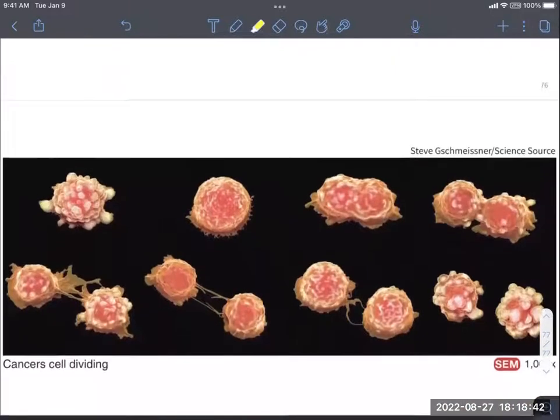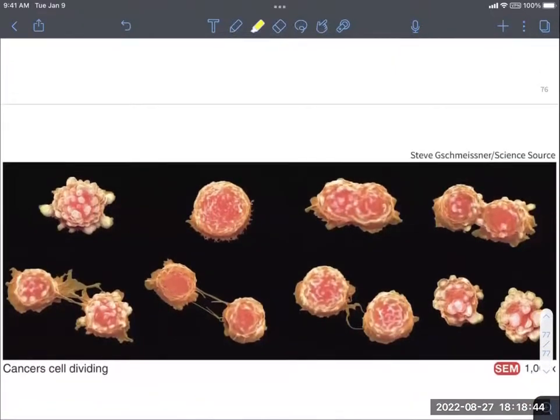So here is a picture of cancer cells actually dividing in the body. It can show how there are different kinds of cancer cells as they divide in each part of the body. That is it for chapter 3 and the cellular organization of the body.